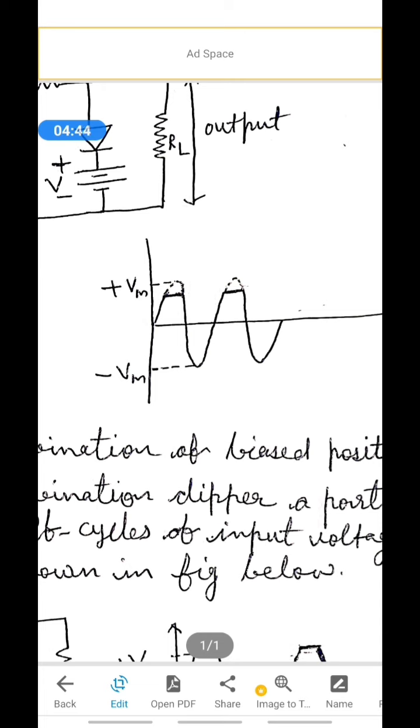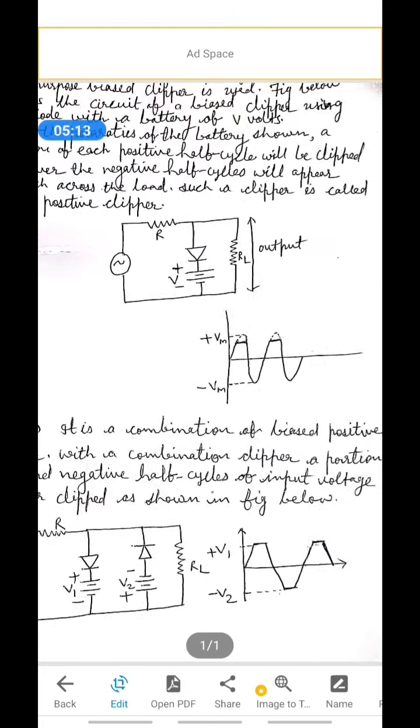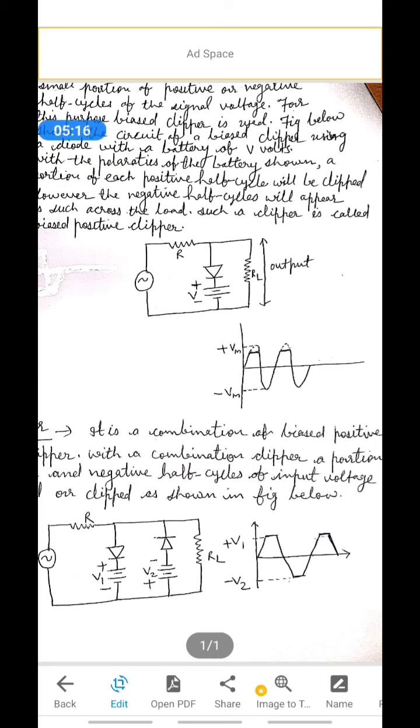If it is desired to clip a portion of negative half cycles of input voltage, the only thing to be done is to reverse the polarities of the diode or battery. Such a circuit is then called a biased negative clipper.